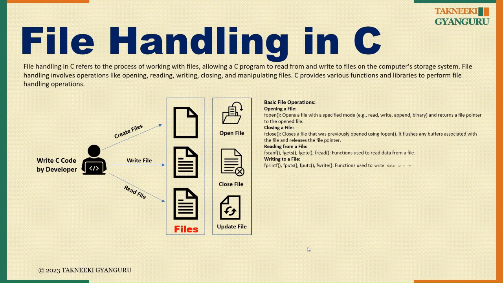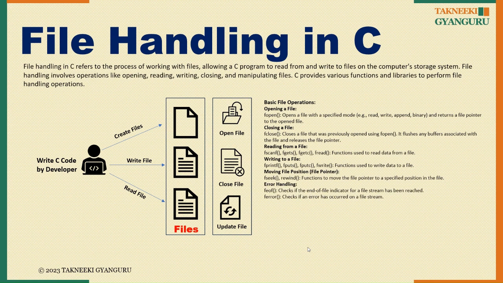Some basic operations: when we open a file, we have a function, right? fopen is the function. Through this function we can read, write, append, and so on. We can open a file, and once we open it, we can read and write inside that file. For closing the file, we use fclose. The fclose function will close the file.